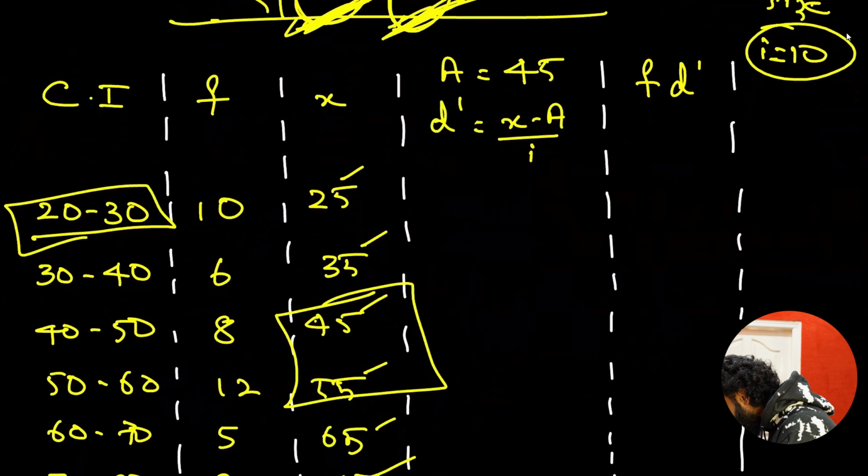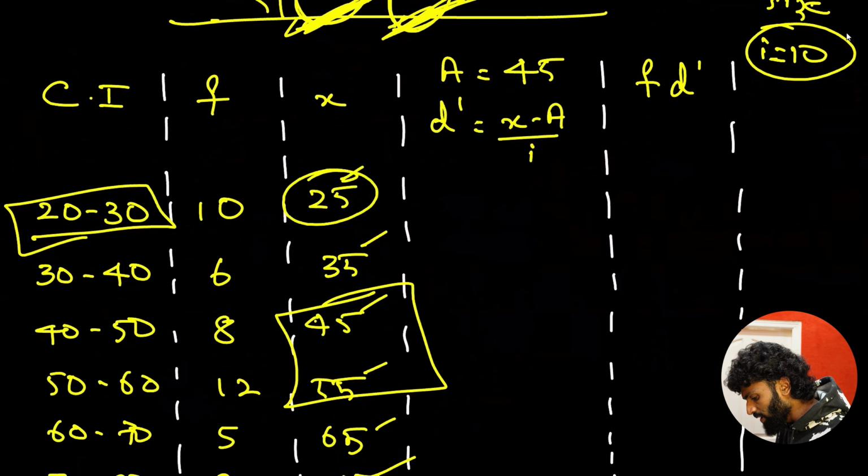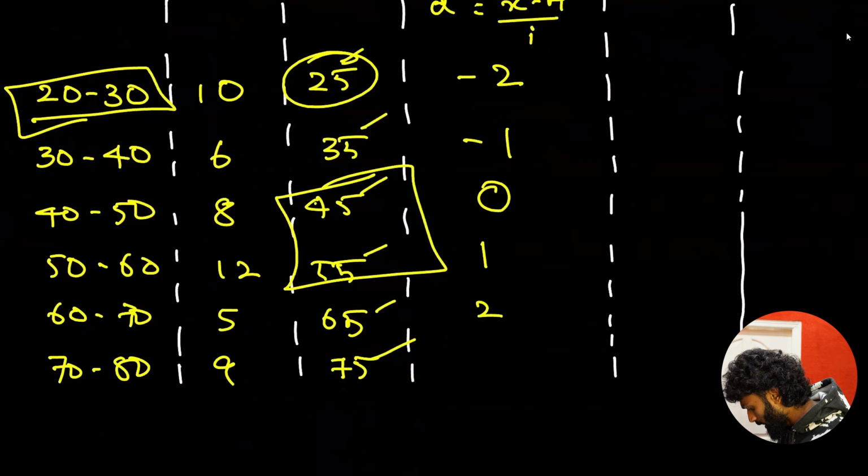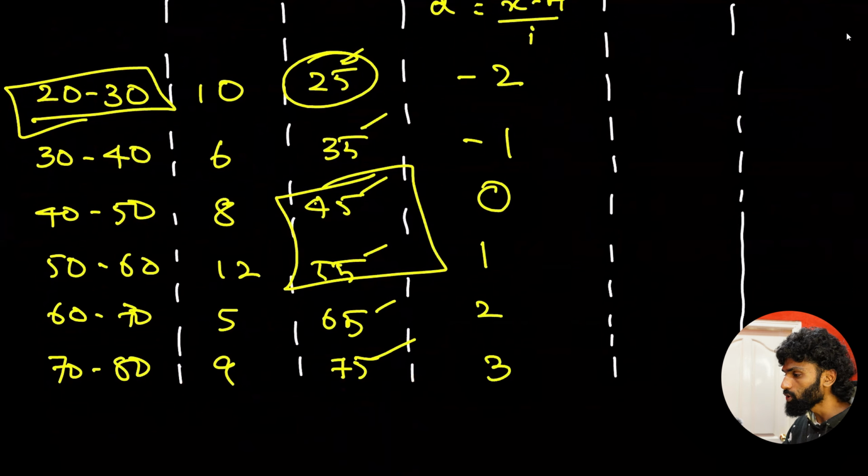First of all, think X minus A. 25 was here. A was 45. So 25 minus 45 gives you minus 20. But here the class size was 10. So don't you think minus 20 by 10 gives you minus 2? Getting it? So next one it becomes 35 minus 45 is minus 10. Minus 10 by 10 gives you minus 1. This becomes obviously 0. This becomes 1. This becomes 2. And the last one is 3. Automatically, you saw the reduction in numbers there. So easy it is right now.